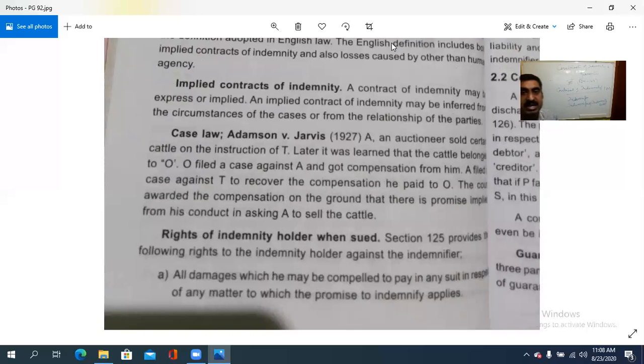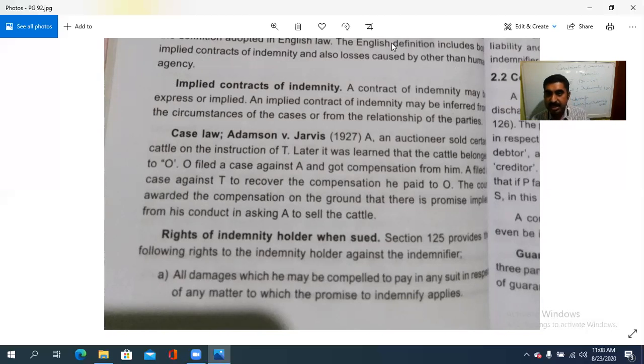So what is an implied contract of indemnity? A contract of indemnity may be express or implied. An implied contract may be inferred from the circumstances of the case or from the relationship of the parties. Relationships between the parties, or circumstances according to a case, are what we call implied performance of the contract.